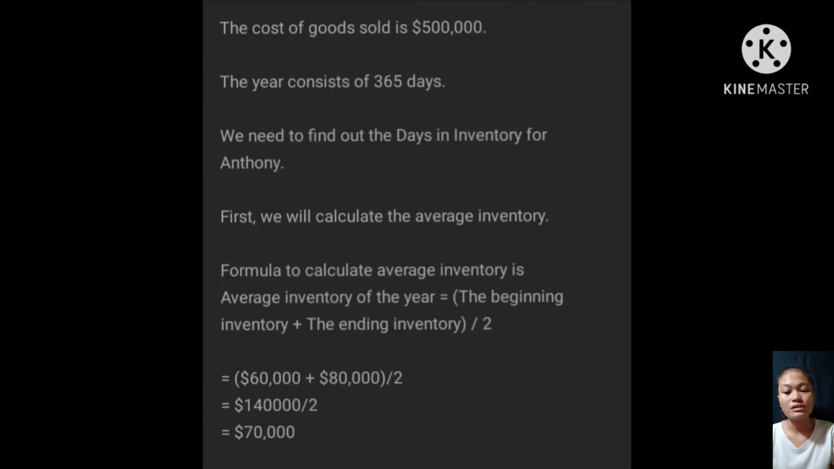The cost of goods sold is $500,000. The year consists of 365 days. We need to find out the days in inventory for Anthony. First, we will calculate the average inventory. The formula to calculate average inventory is average inventory of the year is equal to the beginning inventory plus the ending inventory divided by 2. That would be $60,000 plus $80,000 divided by 2. 60 plus 80 is $140,000 divided by 2 is equal to $70,000.